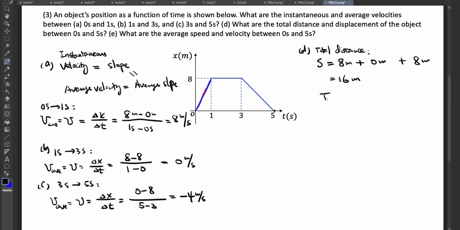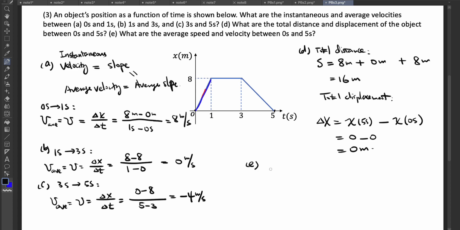Now the total displacement, let me call it delta x. The symbol is delta x, and we look at the final position at 5 seconds and subtract the initial position at 0 seconds, and we see that both are 0 here. So we get 0 minus 0, which is 0 meters as the total displacement.